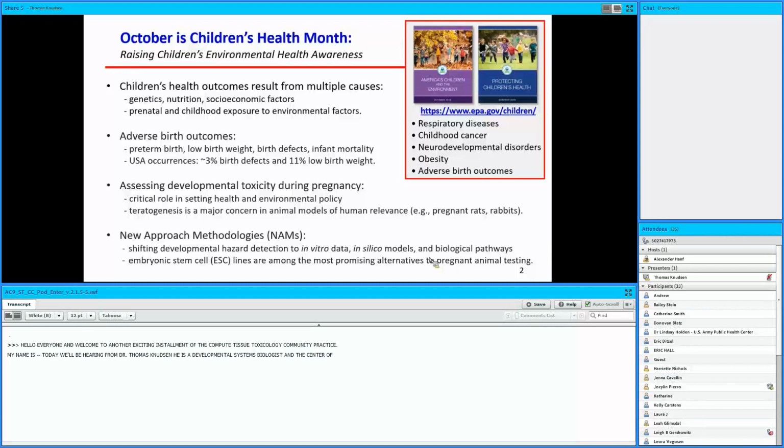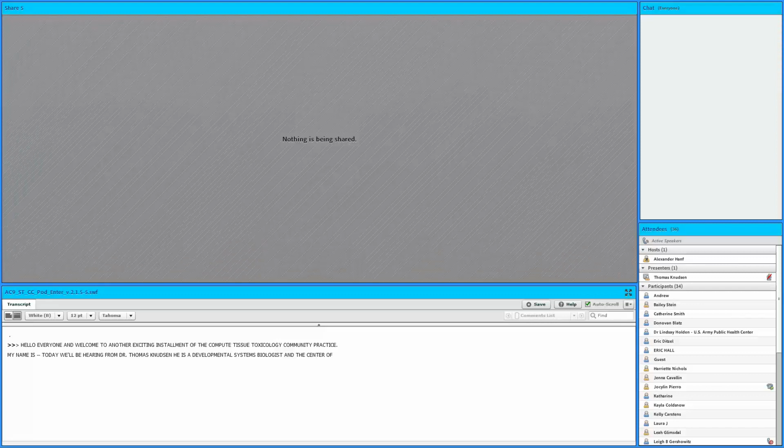Some of the adverse outcomes that the EPA is concerned with are things such as respiratory diseases, childhood cancer, neurodevelopmental disorders, obesity, and adverse birth outcomes, which is what I'll focus on.